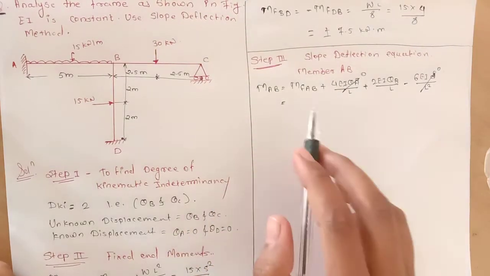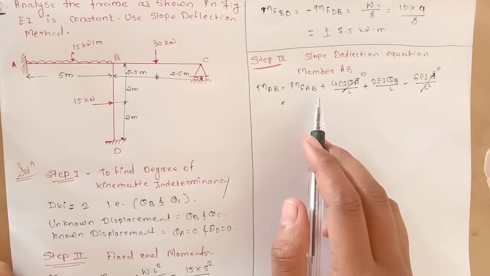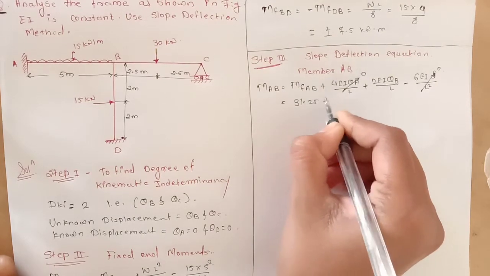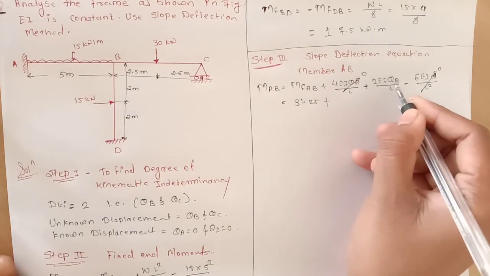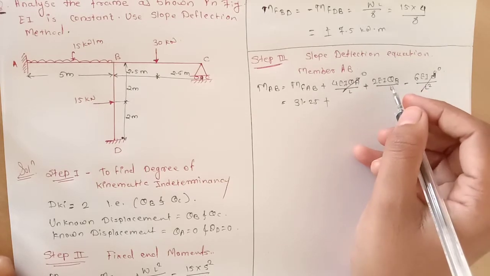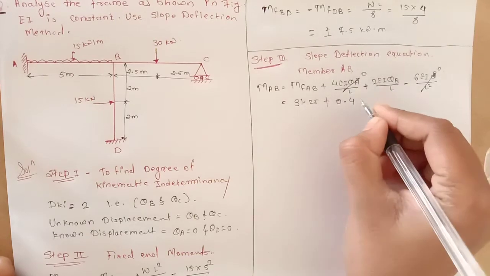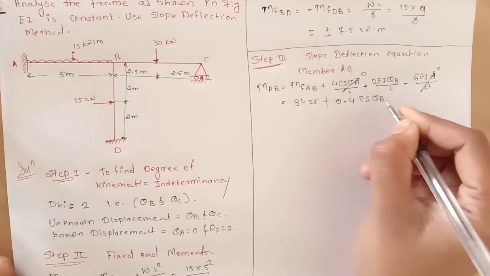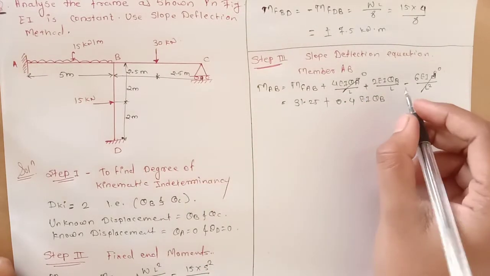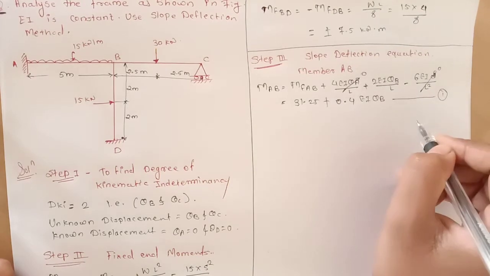we know that the value of fixed end moment for member AB is nothing but 31.25. So here 31.25 plus 2EI theta B divided by L. L is nothing but 5 meter. So 2 divided by 5 is nothing but 0.4 EI theta B. Okay, so this is our equation number first.